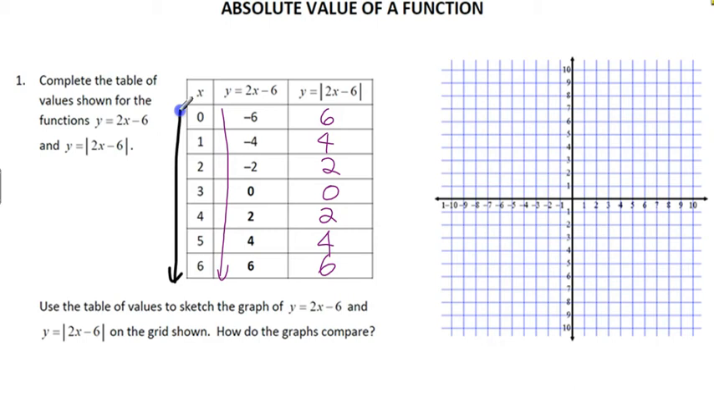So let's do this one in red. Okay, so we've got 0, minus 6. We have 1, negative 4. 2, negative 2. 3, 0. 4, 2. 5, 4. And 6, 6. What do I do with those points?